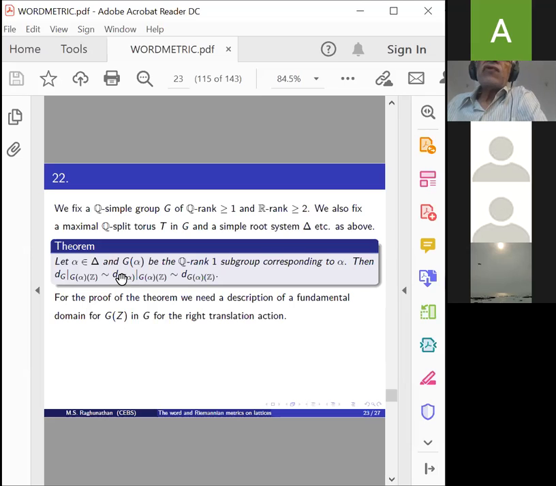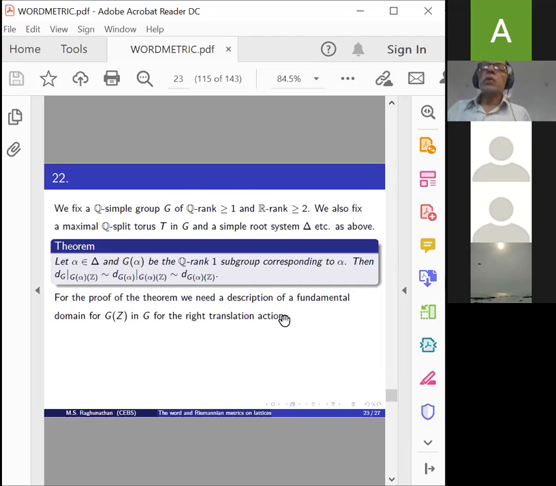See, the word metric d_G alpha is not restricted to G_alpha Z. In the case of G equal to SL2, for instance, this is not true. So this should have been the word metric on G_Z, where G_Z has Q rank 1 and R rank greater than or equal to 2.